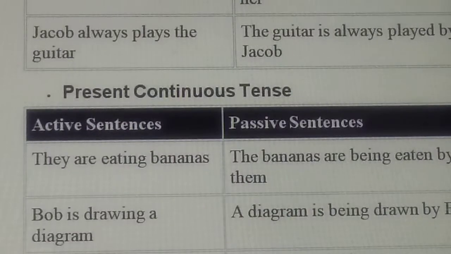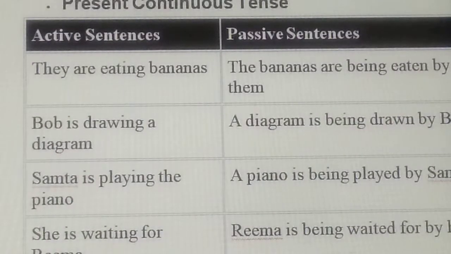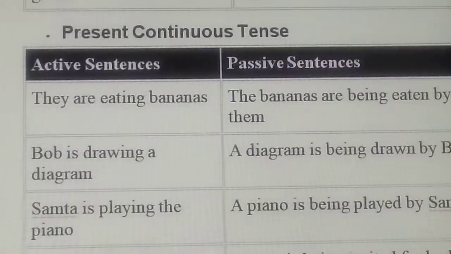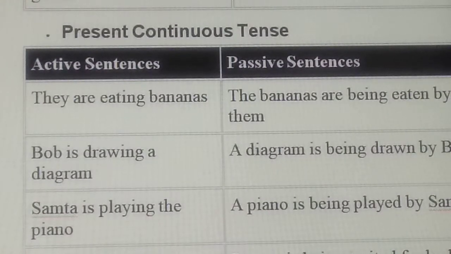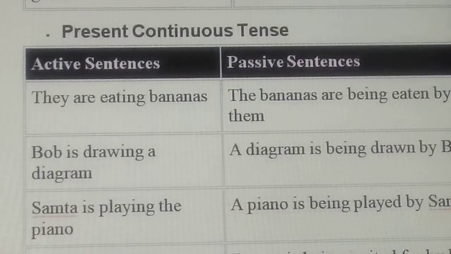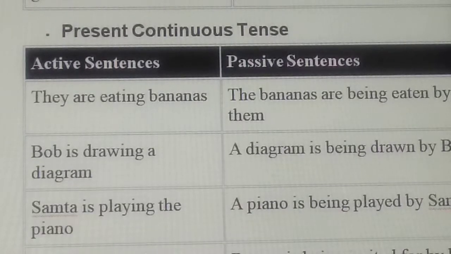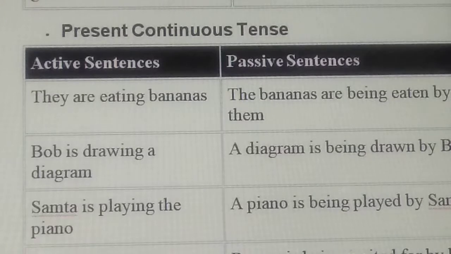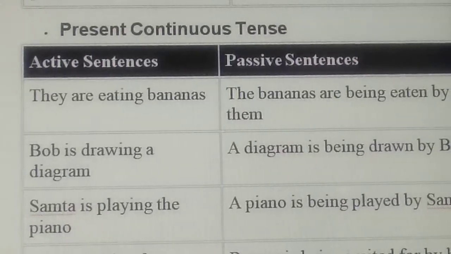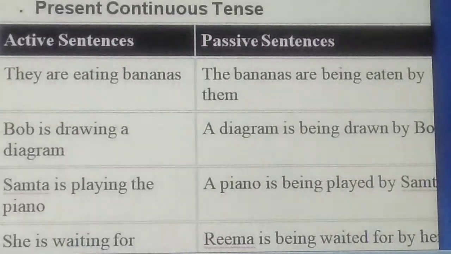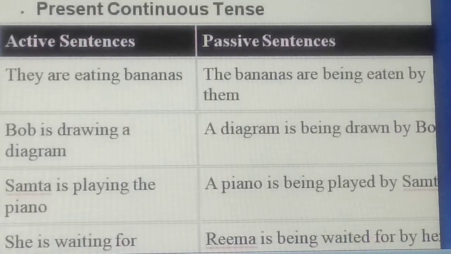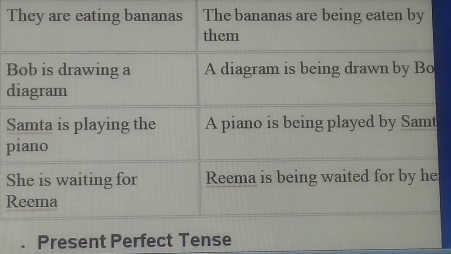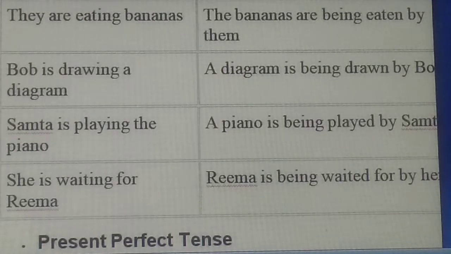Now, these sentences are present continuous tense, active and passive. Let's have a look. They are eating bananas. The bananas are being eaten by them. Bob is drawing a diagram. A diagram is being drawn by Bob. Samtha is playing the piano. A piano is being played by Samtha. She's waiting for Rima. Rima is being waited for by her.